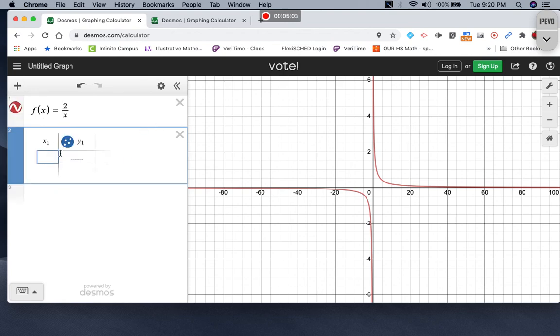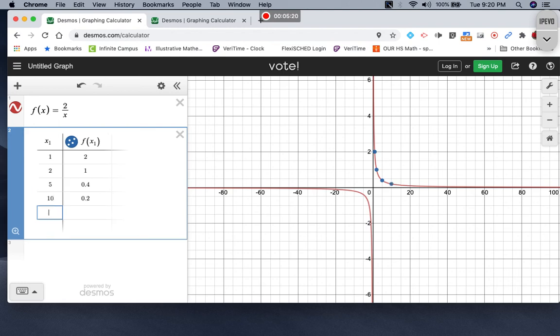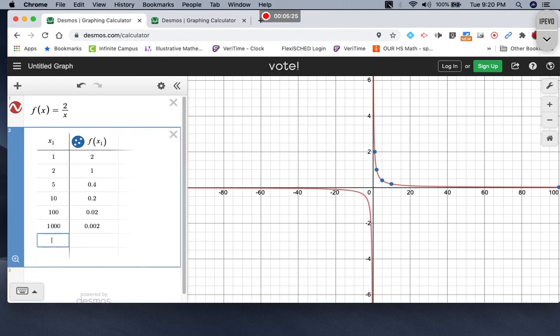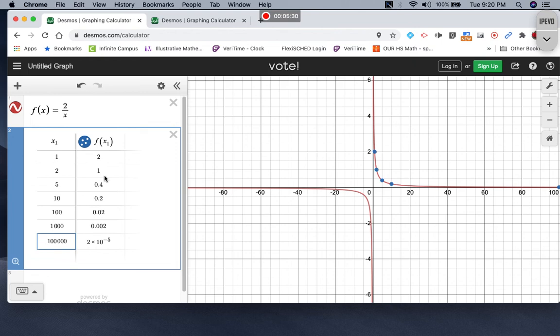So if we go to a table here, we're going to, again, make this f of x. And if we go 1, we're good. We go 2, that's getting less. We go 5, 10, 100, 1,000, a million. 2 times 10 to the negative fifth. That's pretty small. Okay, 0.00002.